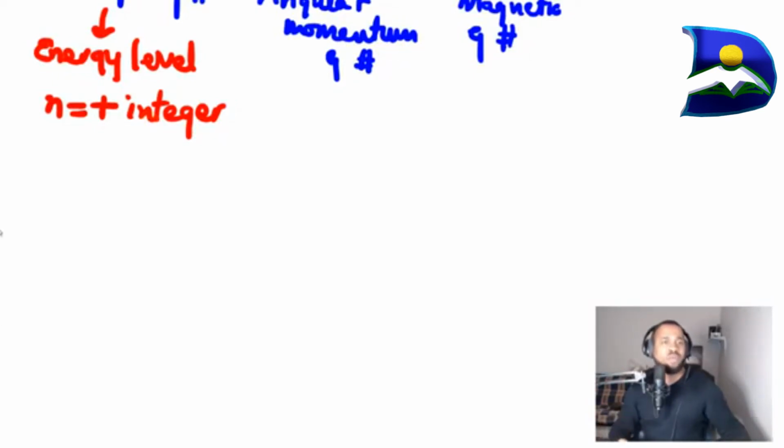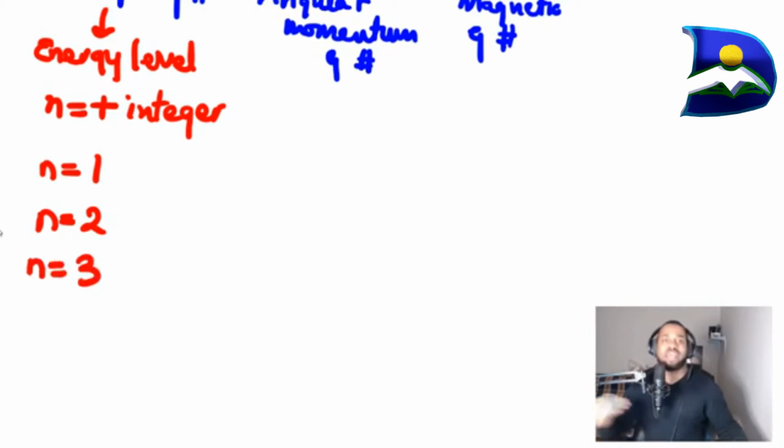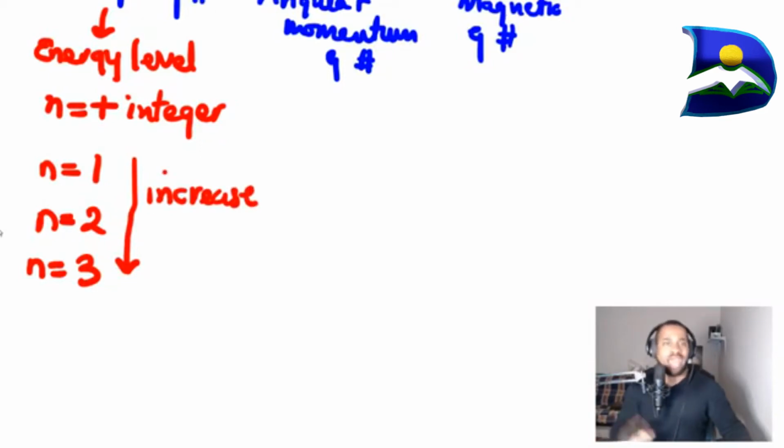So when n is equal to 1, that is the ground state, which is the lowest energy level. Then n equals 2 is the upper level, looking at the atom right here. And then n equals 3 is higher than that. As you move up in integers, the atomic radius increases. So this is one thing to keep in mind.